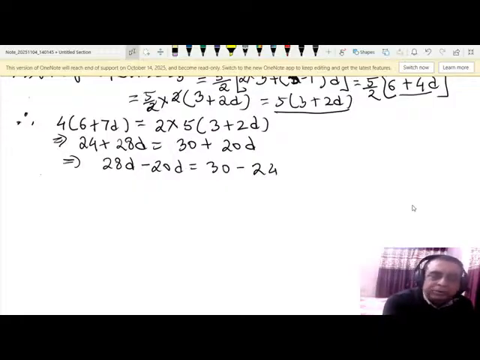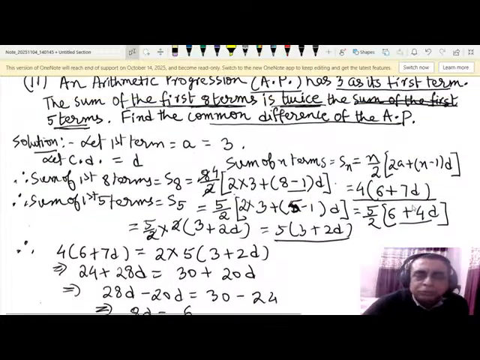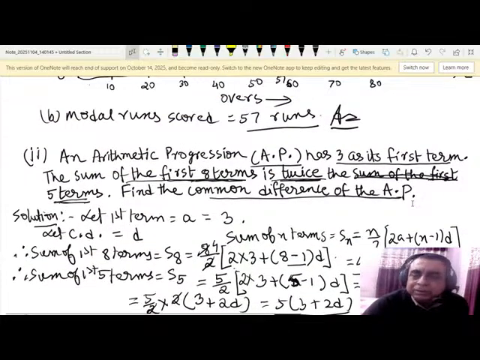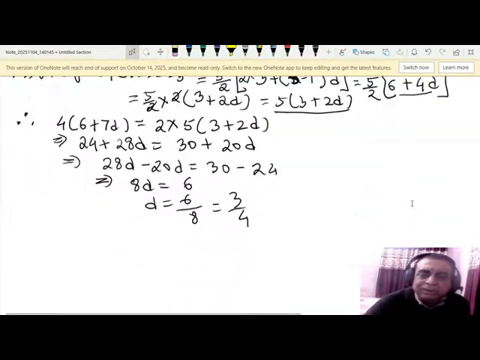So minus 24. Now 28d minus 20d is 8d. The value is 30 minus 24 is 6. So the d value is 6 upon 8, which is 3 by 4. So that is the common difference. Okay, so that is the answer.